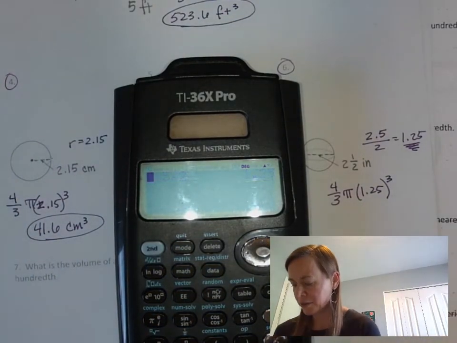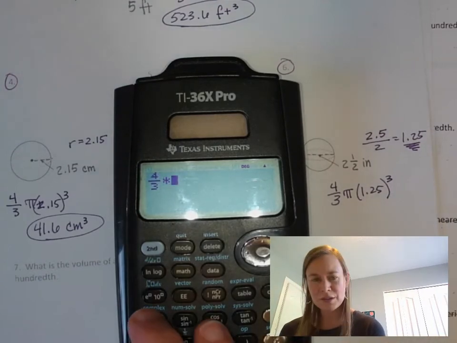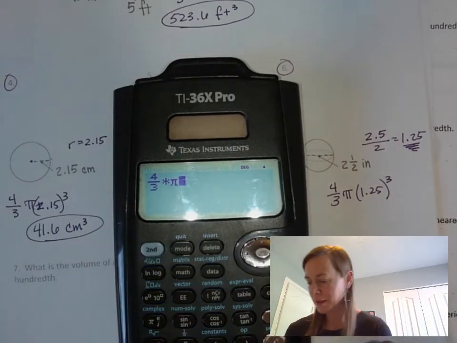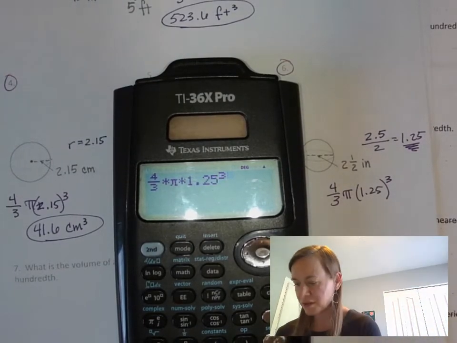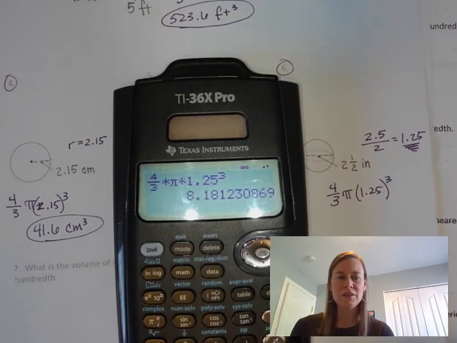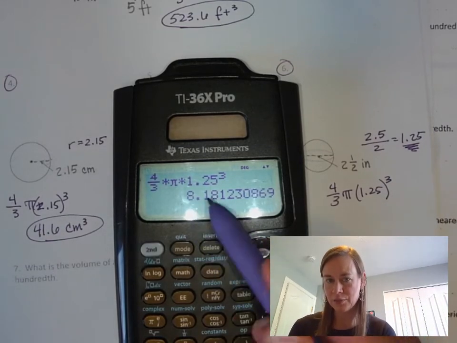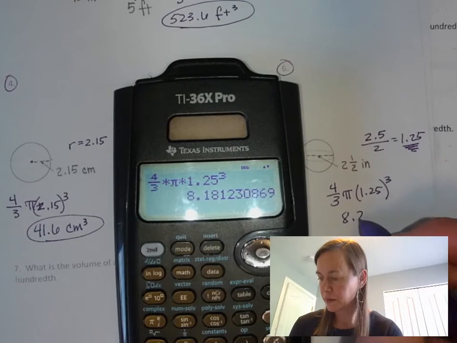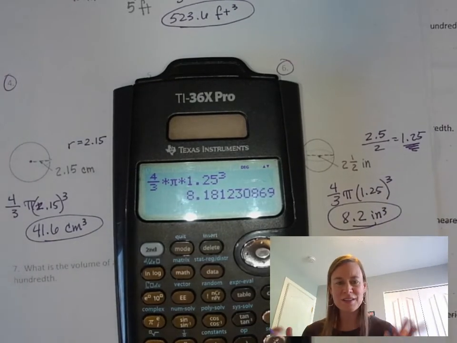And now let's do my fraction, 4/3 times, you can use 3.14 or you can use the pi button, and then 1.25 to the third power. And you're going to get 8.18. Let's round it to the nearest tenth, so that'll be 8.2, and that's going to be inches cubed. All right, so that's how to find the volume of a sphere.